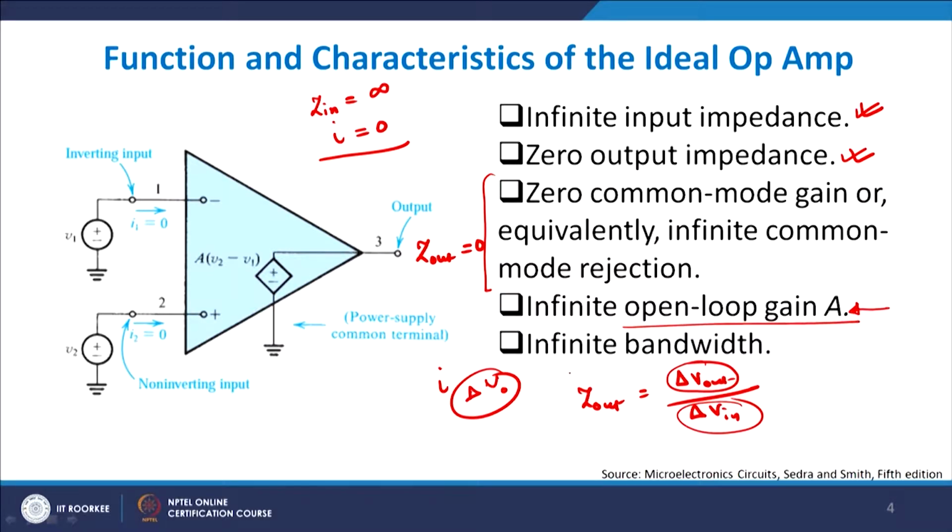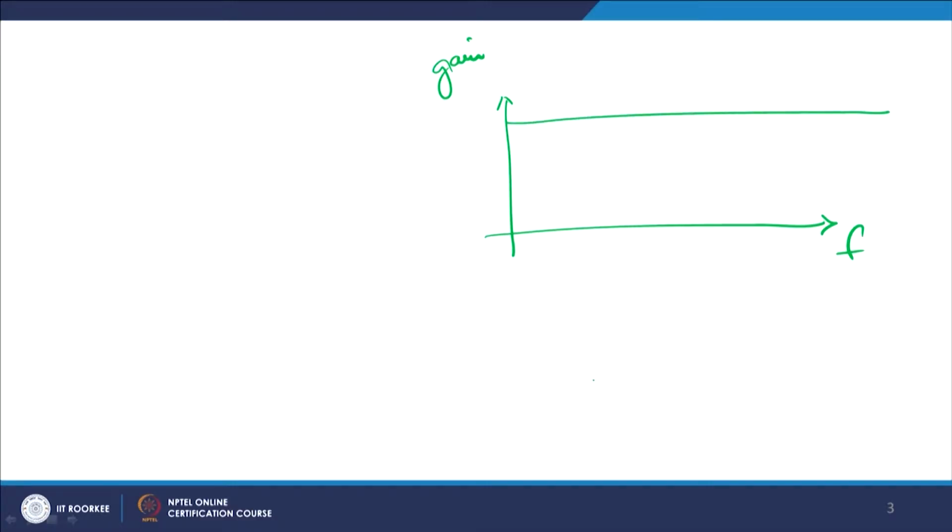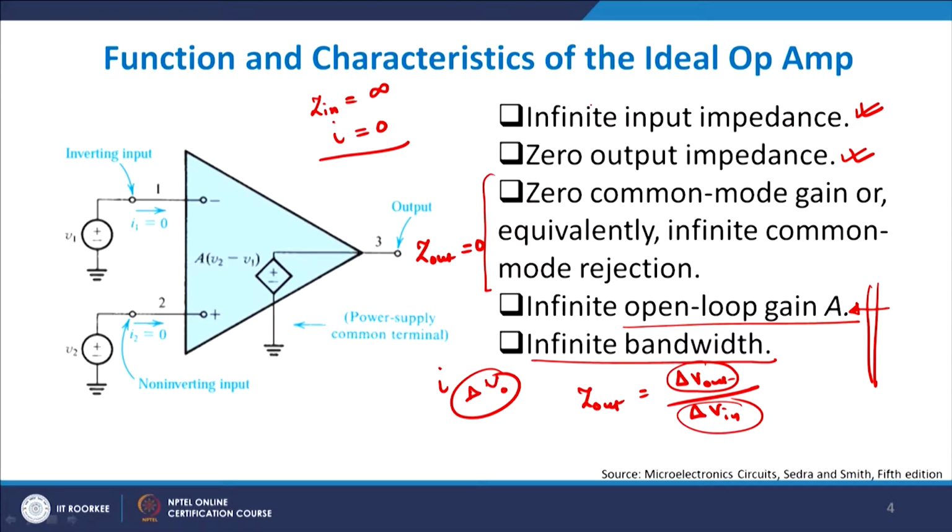And it has infinite bandwidth. Both of these statements are for an ideal operational amplifier, which means that if you plot gain versus omega or frequency for an operational amplifier, it will look something like this for the ideal case. It will have infinite bandwidth, and the gain is always fixed and very high, infinite gain. So this will be around infinity, right, and that is what is happening here.